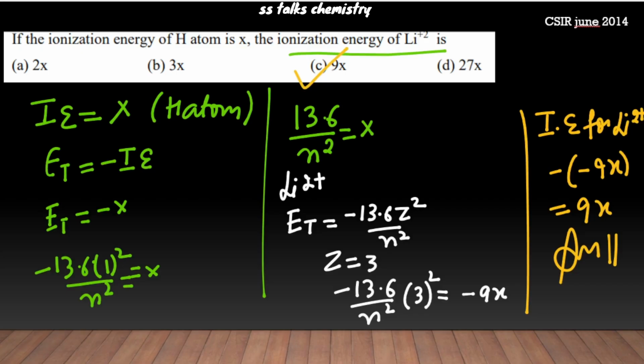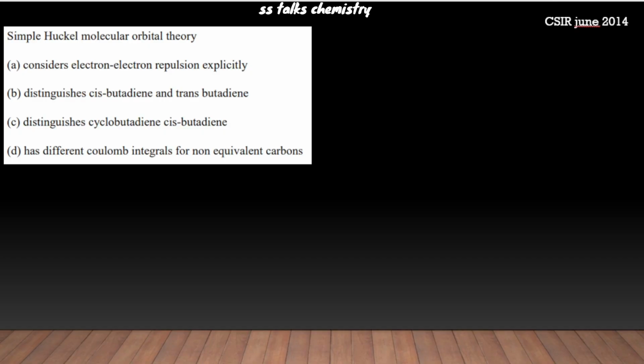Okay. Next, we are having this one, simple Huckel molecular orbital theory. The first statement says it considers the electron-electron repulsions explicitly. No, it is not considering that. It distinguishes between the cis and the trans butadiene. Again, incorrect, stereochemistry cannot be determined using the simple Huckel molecular orbital theory. It distinguishes between cyclobutadiene and the cis-butadiene. This is the correct one.